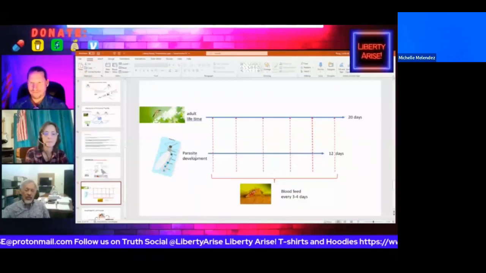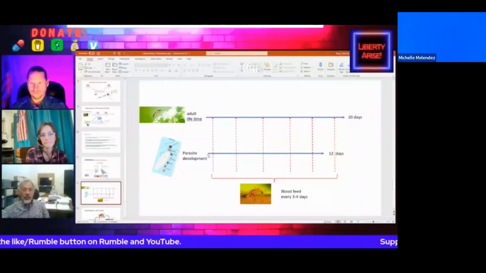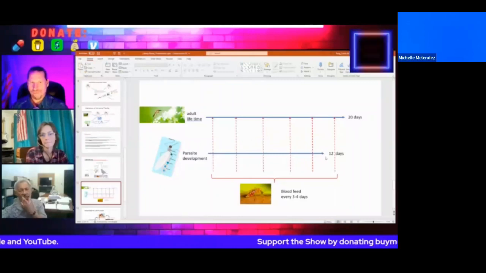Look at the malaria parasite developing in the mosquito. It has to take 12 days to develop. If your mosquito longevity is shorter than 12 days, all your mosquitoes can get malaria, but they can't give it because the mosquito lifetime is shorter than the parasite development time. And this is humans and birds.